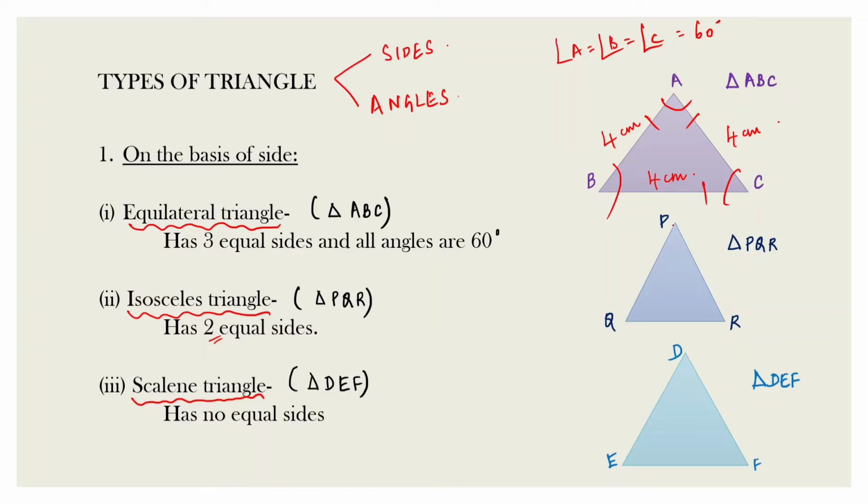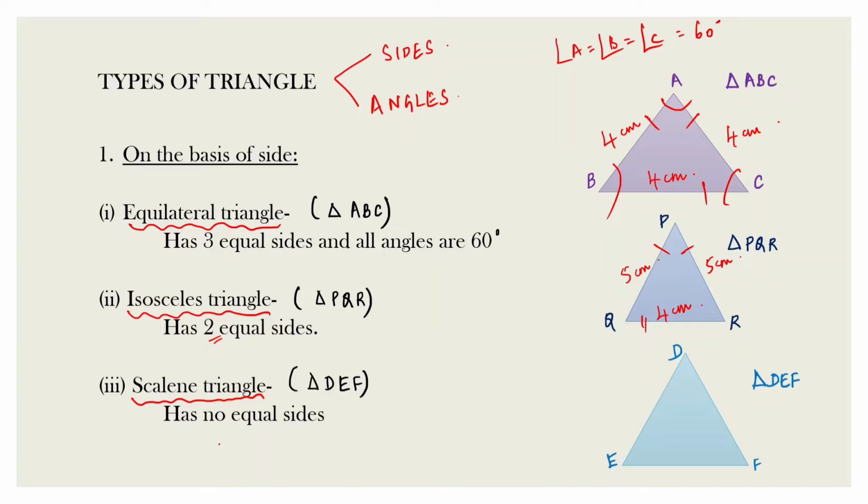Let's look at the figure triangle PQR. In this triangle, let's say that the side PQ is 5 cm, side PR is 5 cm and side QR is 4 cm. What can we say? We can say that the side PQ is equal to side PR, but it is not equal to side QR. And from this figure, we could see that when 2 sides are equal, we could say that the triangle PQR is an isosceles triangle.